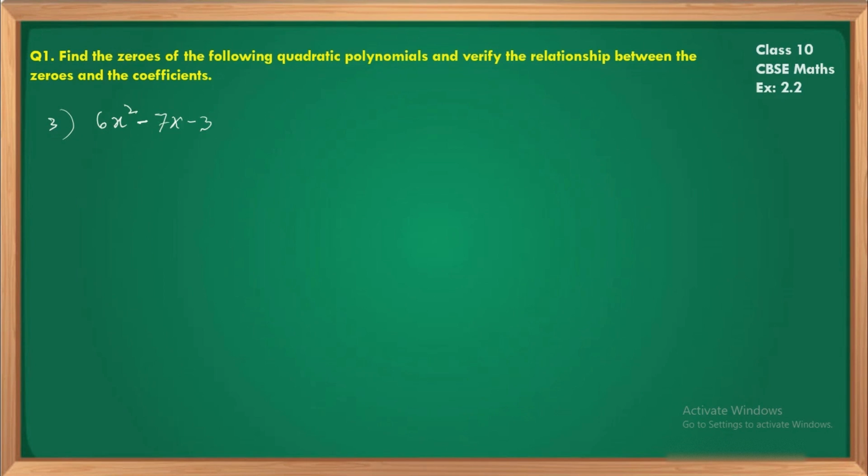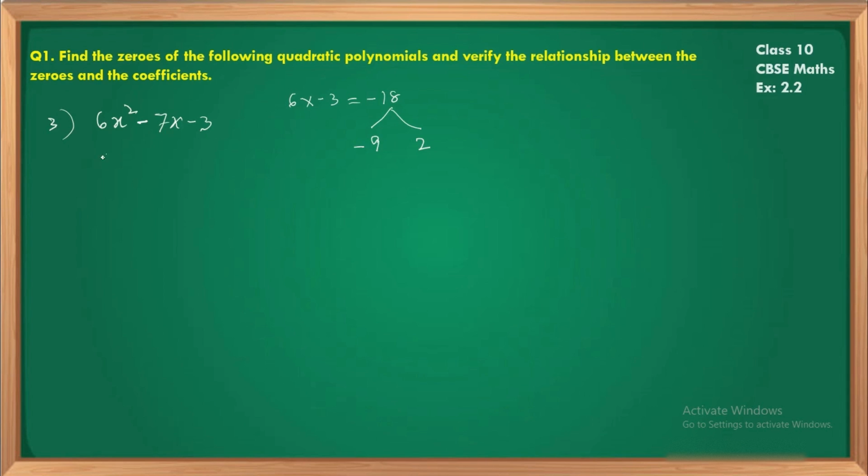Now we are going to the third sub-question of question number 1 of exercise 2.2. The question is 6x squared minus 7x minus 3. Now you have to factorize this. For that you have to take 6 into minus 3, which will give you minus 18. Now we have to find the factors of minus 18 in such a way that you get minus 7. 9 into 2 are the 2 factors. Now where do you put minus? You have to put minus to the bigger number so that you get minus 7 here.